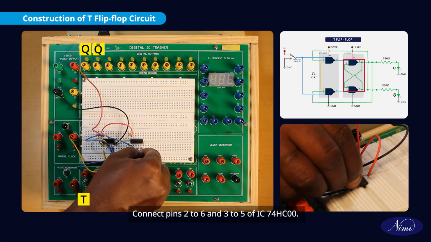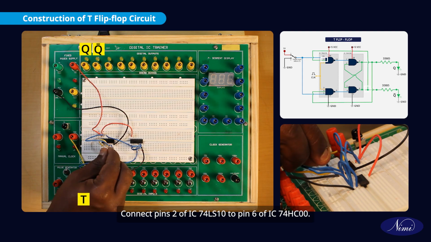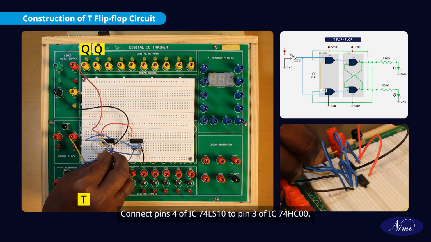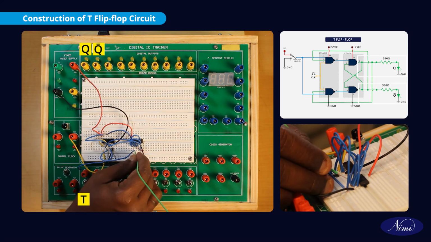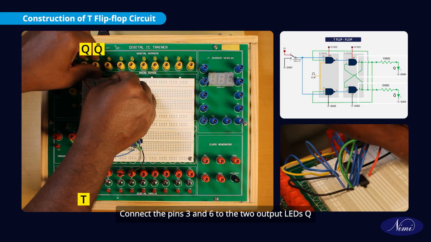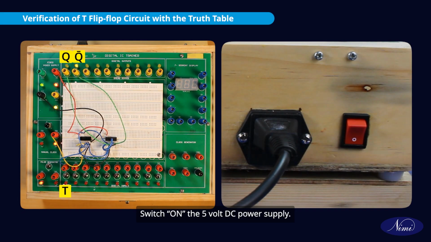Connect pins 2 to 6 and 3 to 5 of IC 74HC00. Connect pin 2 of IC 74LS10 to pin 6 of IC 74HC00. Connect pin 4 of IC 74LS10 to pin 3 of IC 74HC00. Connect the pins 3 and 6 to the two output LEDs Q and Q bar as shown in the circuit diagram. Switch on the 5 volt DC power supply.